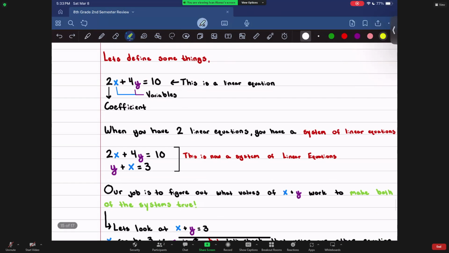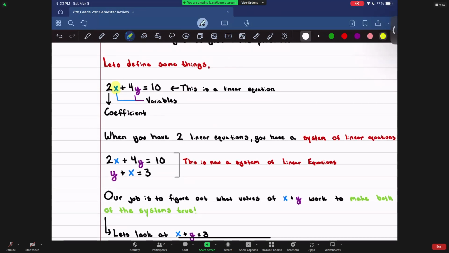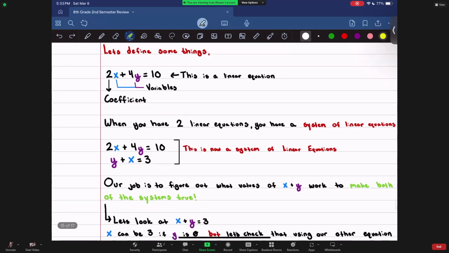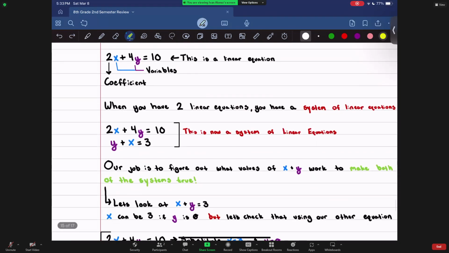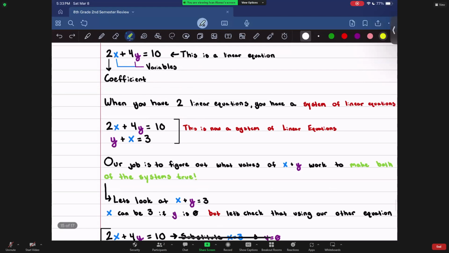As I mentioned here, the x and the y are variables in the problem, and then the 2 and 4 are coefficients. Okay, if you ever need vocab on your tutorials, you could probably use those if you're using these problems. There's also the words system of linear equations, right? You have to define them. Each one individually is a linear equation, and when we have two paired up together like this, we now get a system of linear equations.